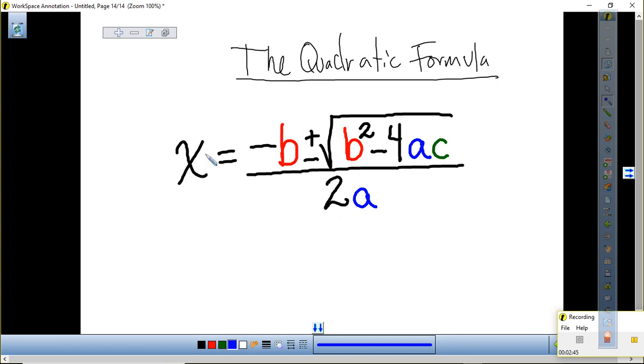It is x equals minus b plus minus square root b squared minus 4ac over 2a. X equals minus b plus minus square root b squared minus 4ac over 2a.